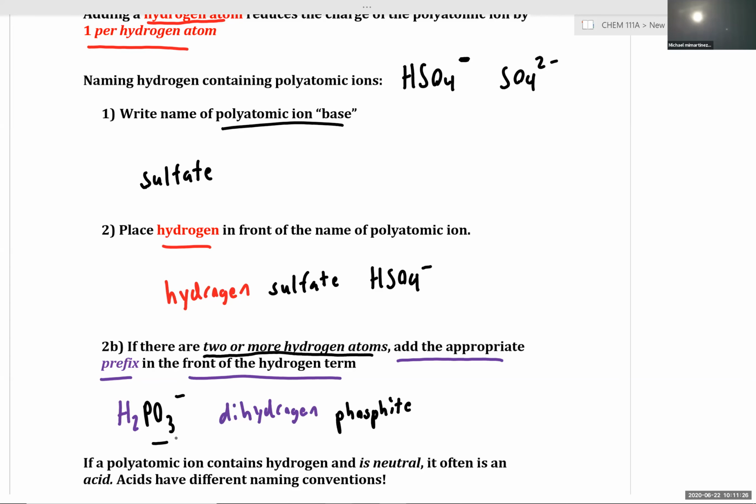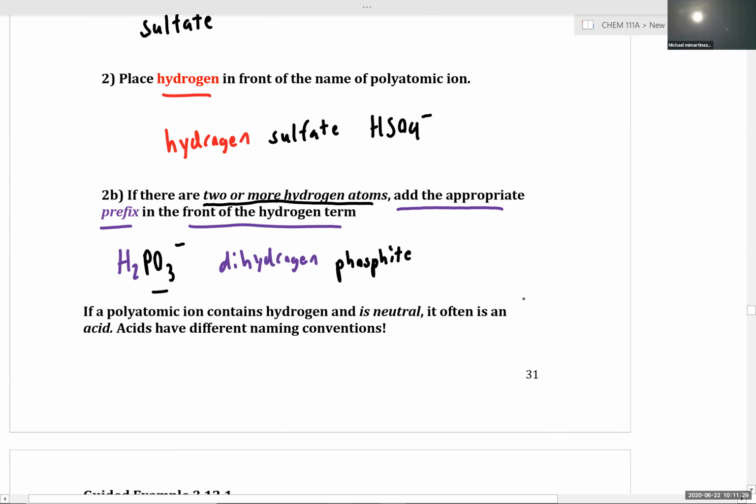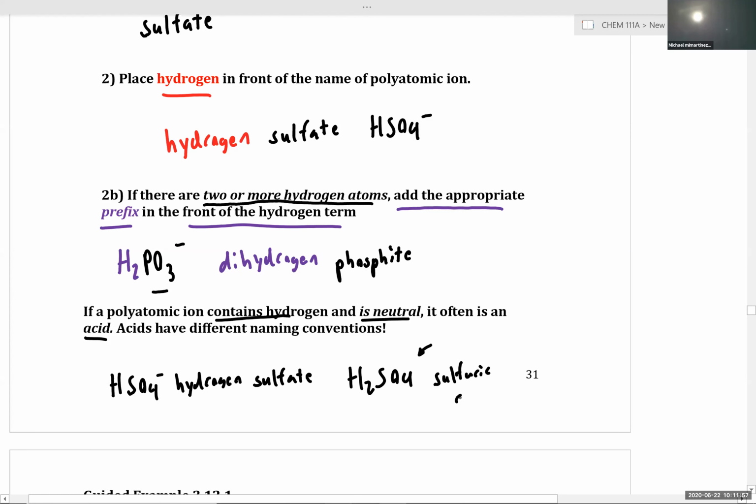Now, there's one warning I need to provide you in this section. If a polyatomic ion contains hydrogen and is neutral, it has 0 net charge, it is known as an acid. Acids have different naming conventions. So for example, HSO4 minus is known as hydrogen sulfate, while H2SO4, which has 0 charge, it's a neutral molecule, is known as sulfuric acid. So notice if it's a neutral species containing hydrogen and a polyatomic ion, you're dealing with an acid, and those have different naming conventions.